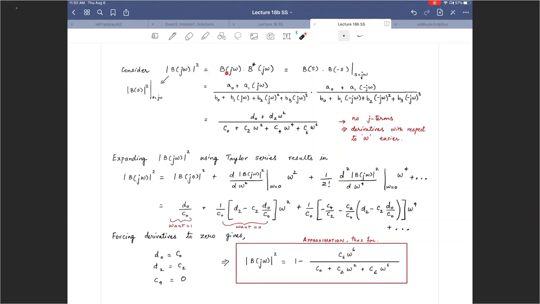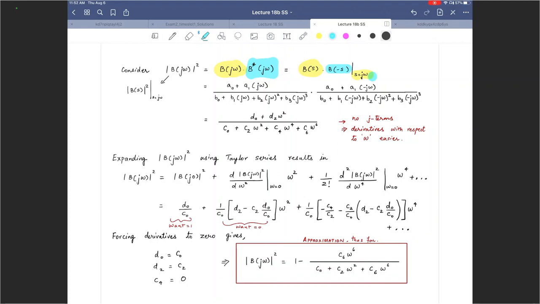So in order to keep things, relatively speaking, a little bit easier, I'm going to consider B(jω) multiplied by B complex conjugate of jω. So if I do that, notice what happens. B(jω): how do I get that? I will evaluate the transfer function at s equals jω. How do I get B complex conjugate of jω? I will evaluate B(−s) at that same point, s equals jω.